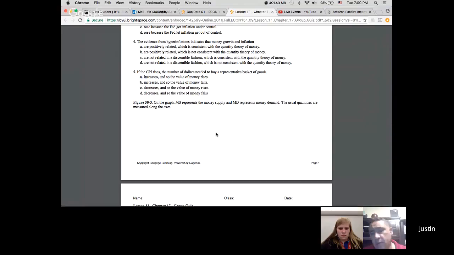Okay. On 5, it says if the CPI rises, the number of dollars needed to buy a representative basket of goods, I got B, increases, and so the value of money falls. That's correct. The more dollars, the less those dollars are worth. Correct. Yep.